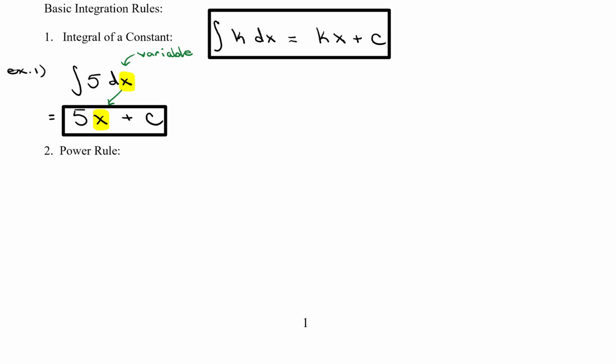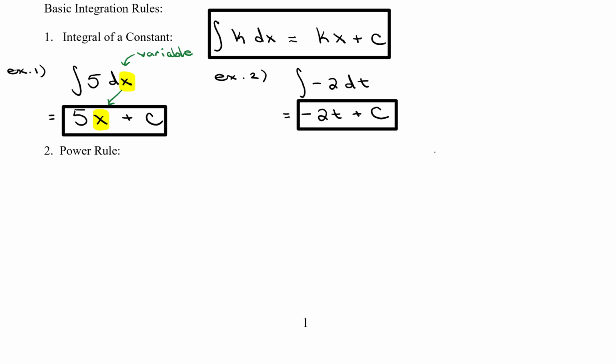Let's do another example. Let's go ahead and call this one example 2, the integral of negative 2 dt. This is going to be equal to negative 2t plus c. And let's put a box around that. So there you go. Let's do another example. Let's call this example 3, the integral of dy. So there's an imaginary 1 in front of that dy, so this is just going to be equal to y plus c, and we'll put a box around that.